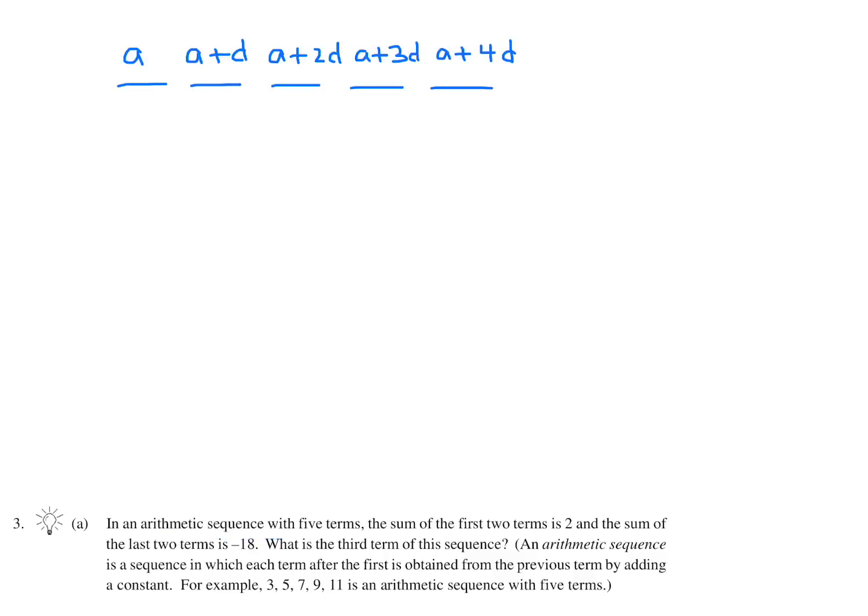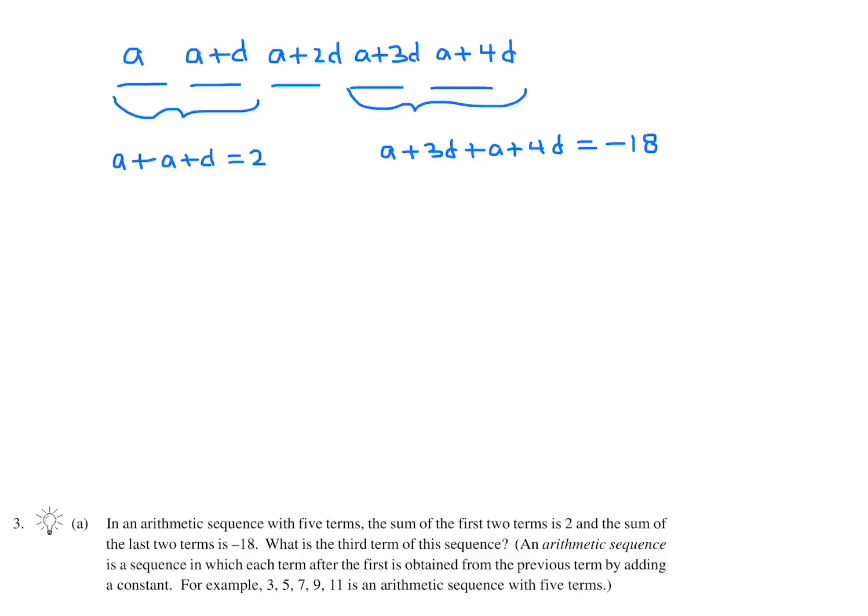Okay? And they tell you that the sum of the first 2 is 2. So if you add these up, you get 2. So a plus d plus a is equal to 2. And then they tell you that the sum of the last 2 terms is -18. So if you add these up, a plus 3d plus a plus 4d, you get -18. Okay, we got 2 equations, 2 variables, we can solve. And then in the end, we have to figure out the value of the third term.